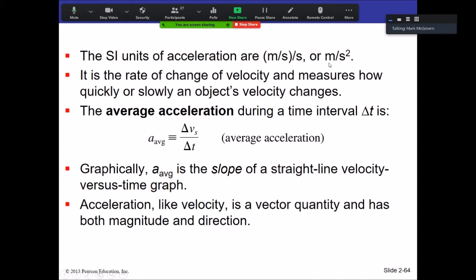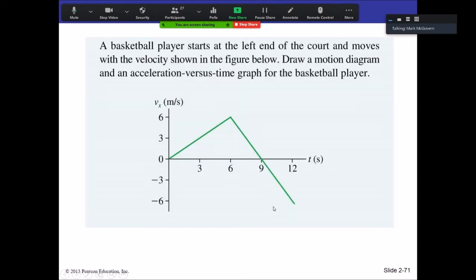Units, just to be clear, meters per second squared. It's a vector, but we saw that previously in what we did. Let's just jump right into a problem, though. Here is a velocity versus time graph for a basketball player moving up and down the court. And we would like to figure out what the acceleration versus time graph is.